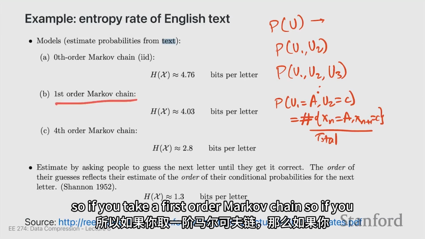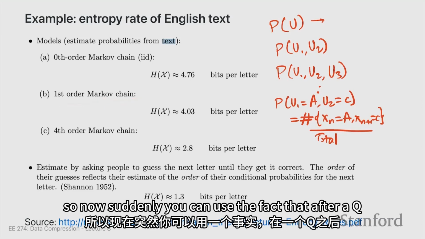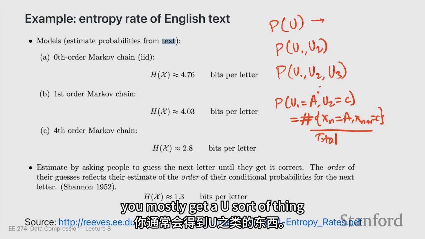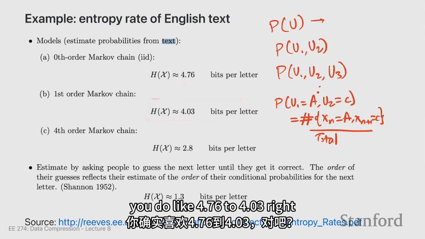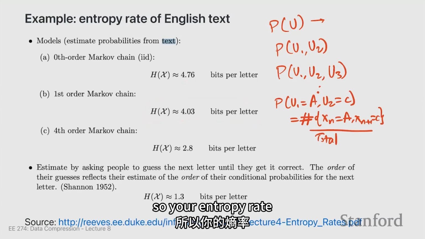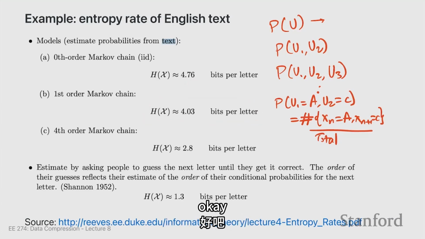If you take a first order Markov chain, so you use the previous symbol to predict the next symbol, now suddenly you can use the fact that after a Q, you mostly get a U. And suddenly you do slightly better, from 4.76 to 4.03. So your entropy rate, or the conditional entropy, reduces.